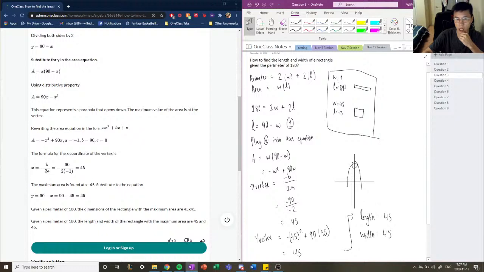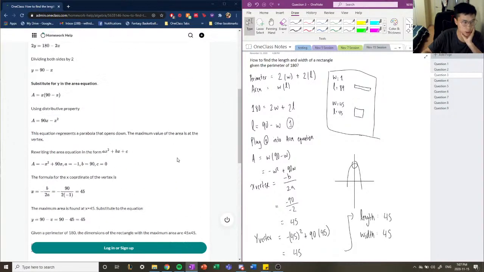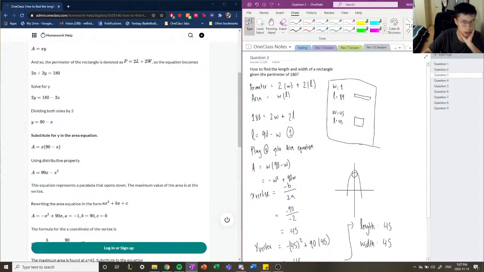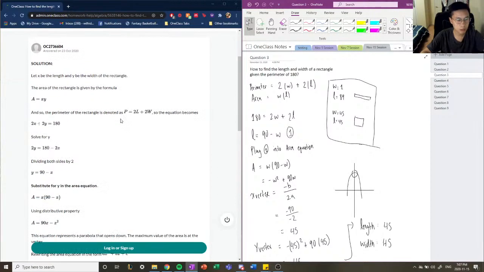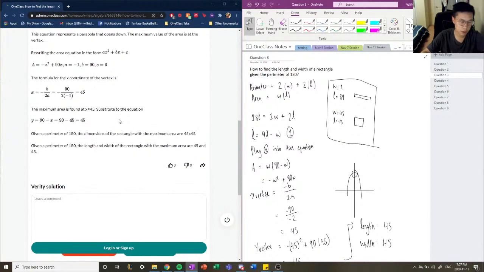So if the area was 89, then the length would be 89 and the width would be 1, right? So yeah, that's how you solve this question. Unfortunately, the student that posted this question didn't give us an area, so we just assumed that the area was at the max.